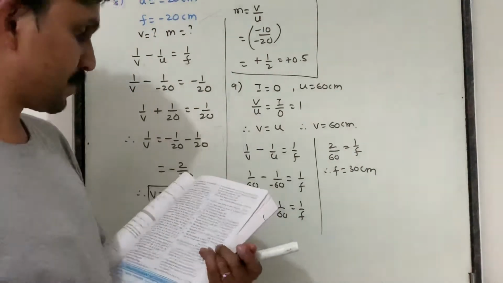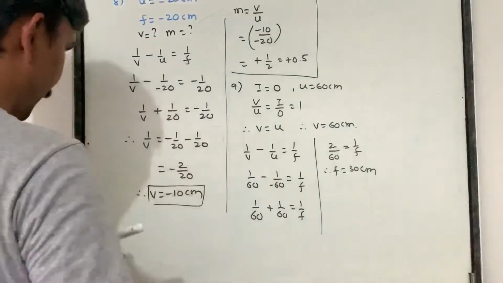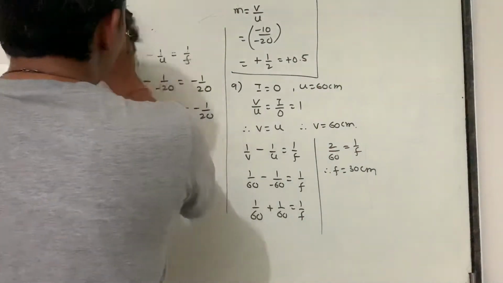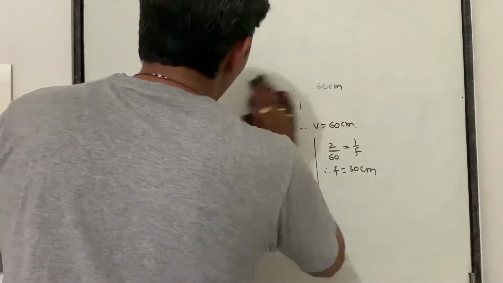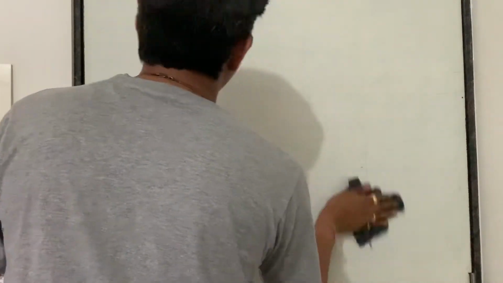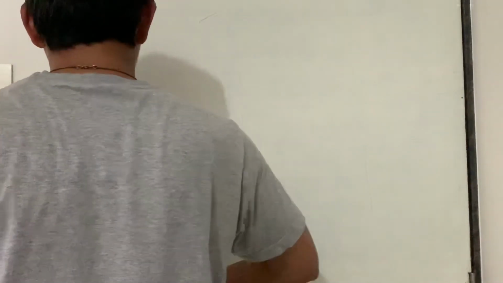Now there is one more sum, 10. Now 10th and 11th we will solve. Now the remaining parts will be same as it is. That I will send as an image of the remaining questions in a regular class, right?